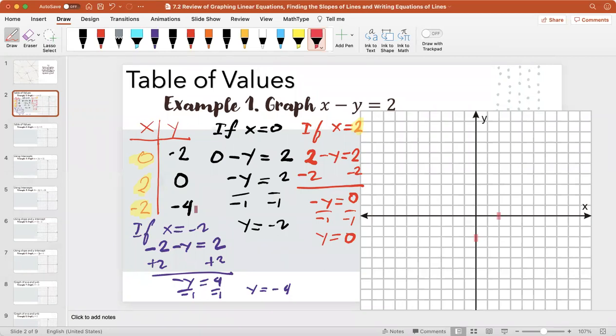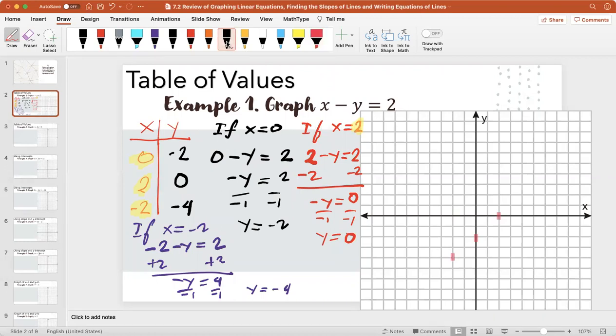How about -2, -4? Where is it? We move 2 units to the left. We have 1, 2, and then 4 units down. 1, 2, 3, 4. So those are your 3 points, and we expect that these 3 points will form a straight line when we connect them.